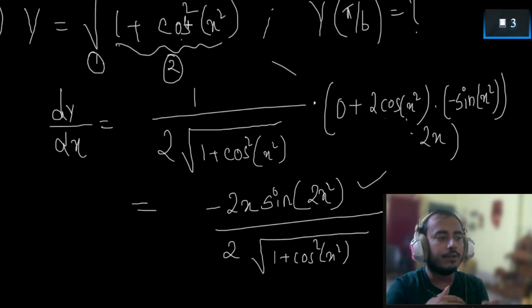You go like 2 into cos of x square, and then you go for cos, it is minus sine of x square, then you go for x square, which is 2x. And you just simplify it. We apply the formula of sine 2x, which is 2 sine x cos x, and you got the answer. Right. And then you can put the value of pi by 6 in place of x to get your value.